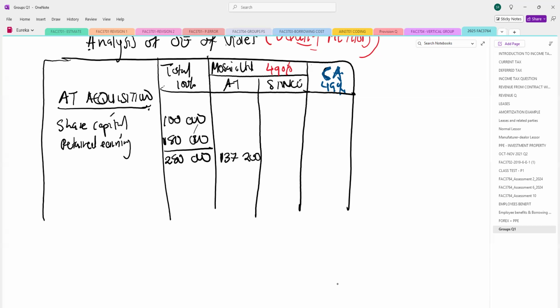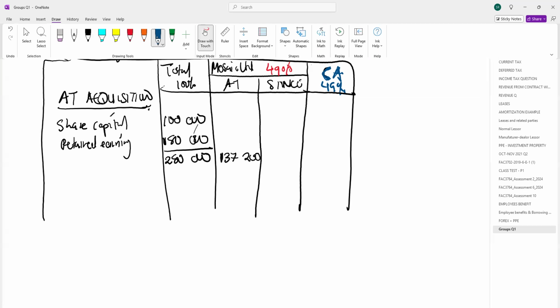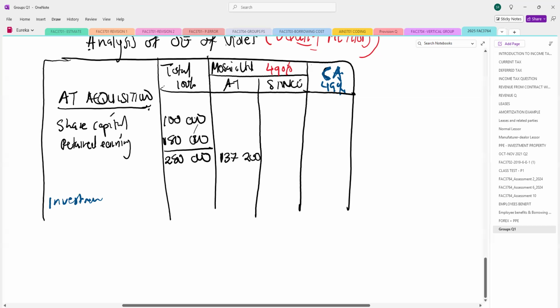Then I need to compare this with the actual investment that I've put in this. So let me use a different color. So we want to start now investments. Investment in joint venture. Right, so I'm comparing this with the actual investments.